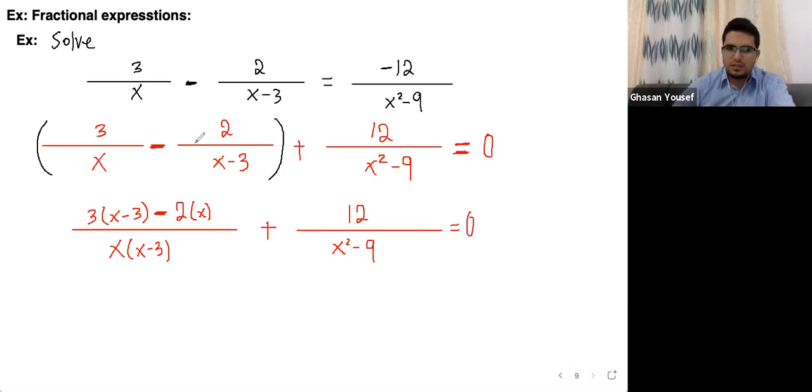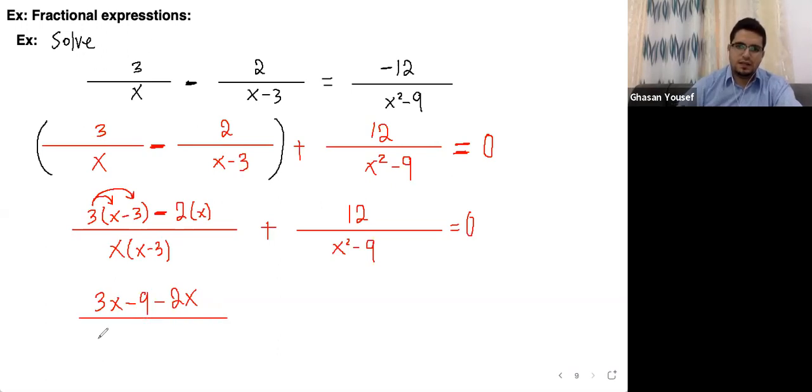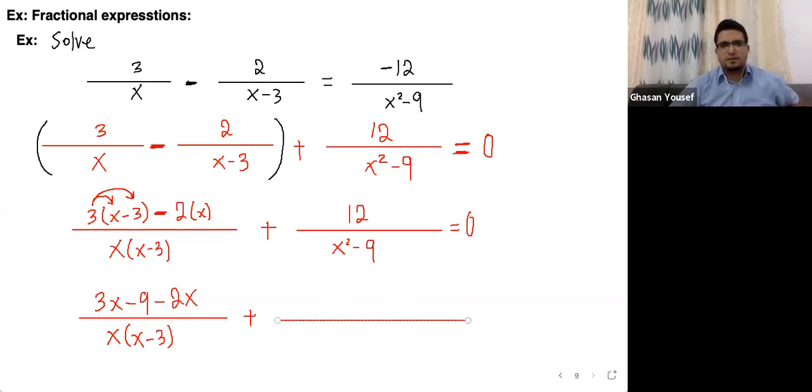Now I combine these two fractions, I get 3. I have to distribute the 3 inside the parentheses. I get 3x minus 9 minus 2x over this expression. The denominator I keep the same thing. I don't have to multiply. x times x minus 3 plus this one goes down again, 12 over x squared minus 9.